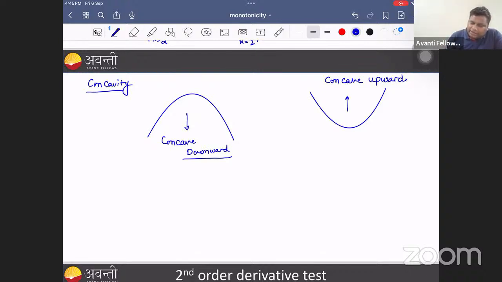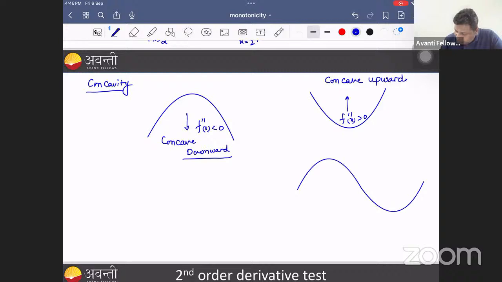So wherever the graph is concave downward, the second derivative is less than 0. And wherever the graph is concave upward, the second derivative is positive. Concave upward, second derivative positive. Concave downward, second derivative negative. Now, what happens sometimes in the graph of a function, there comes a point where concavity changes.